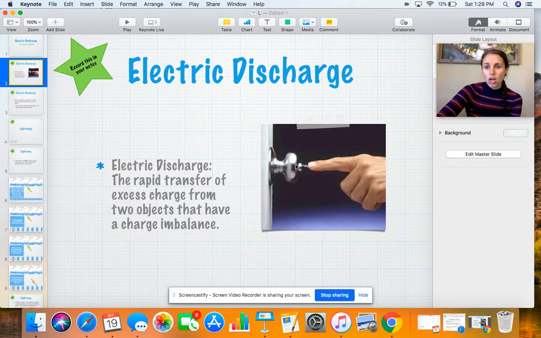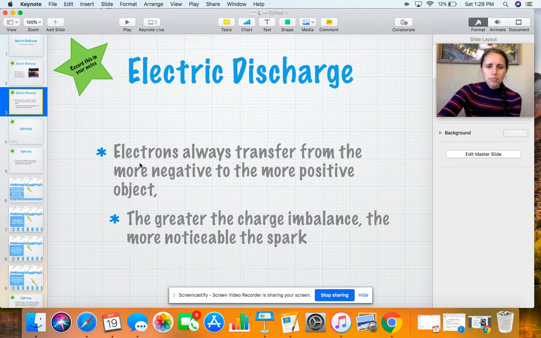So if you've ever felt a shock before, or shocked someone else, it's because you had a buildup of charge imbalance. You've charged by friction somehow, by rubbing against another object, and now that charge imbalance is trying to even itself out. Electrons always transfer from the more negative to the more positive object. That's again because only electrons can move. The greater the charge imbalance, the more noticeable the spark is going to be.